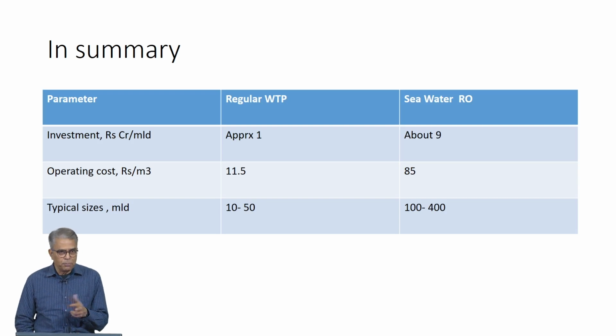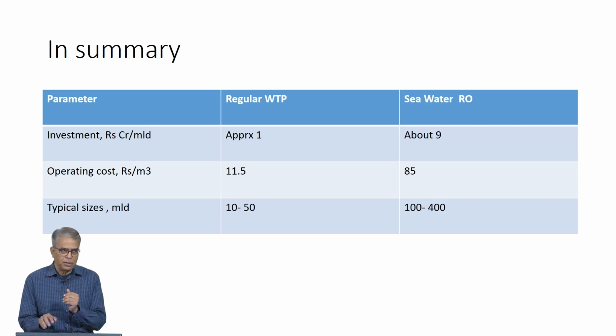Regular 2 examples which I gave, one way of doing that, regular water treatment plant. What does regular mean? Take a river or a lake, draw water, convert it to potable water, pump it out, about 1 crore per million liters. On the other hand, if a seawater reverse osmosis plant has to be made, normally these plants have to be bigger in size because they are more expensive. You do not build a tiny seawater reverse osmosis plant.